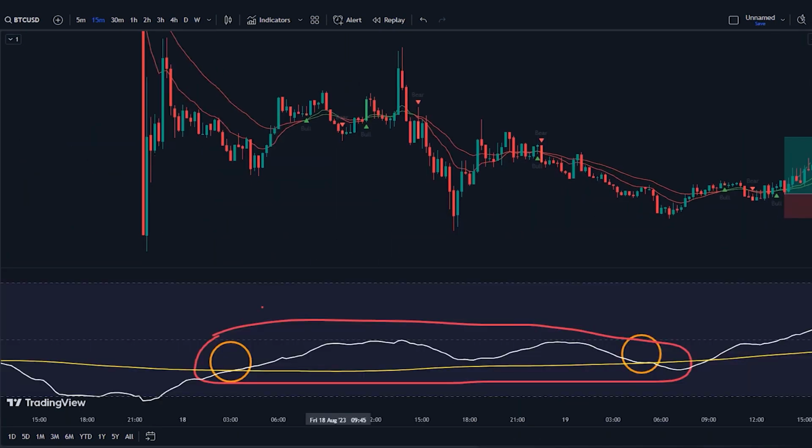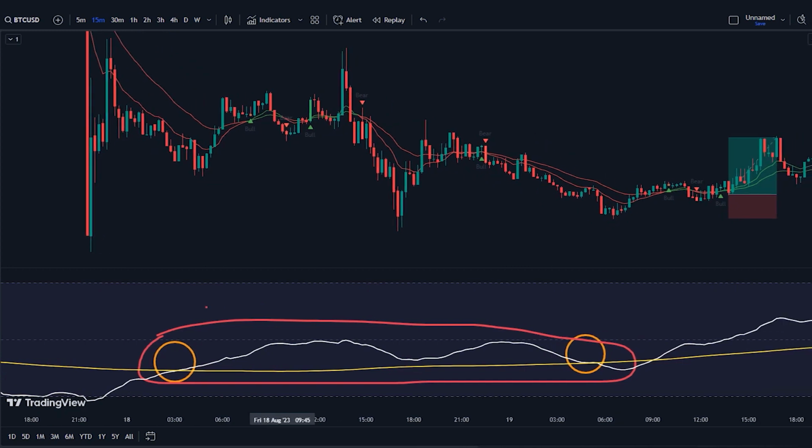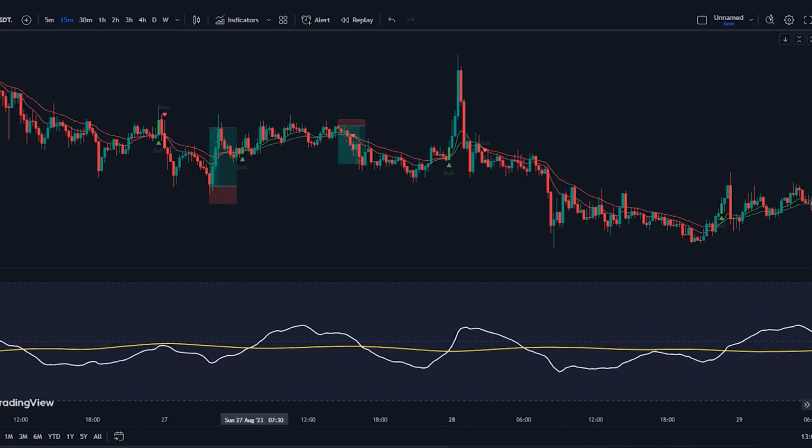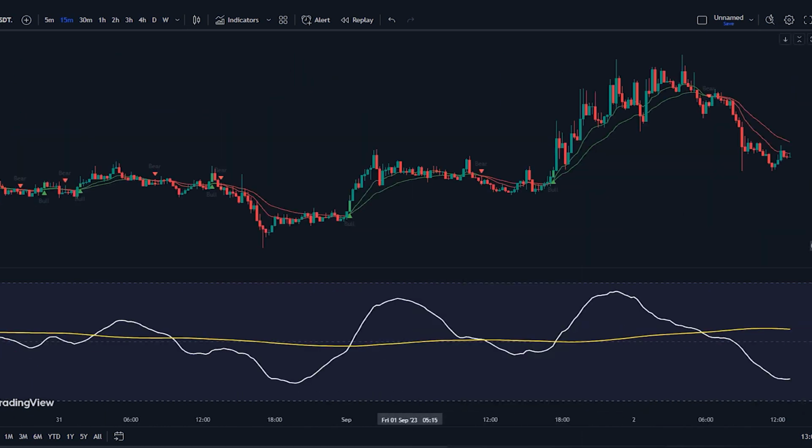Now let me teach you how to add this advanced RSI to your chart. As mentioned, this indicator doesn't exist on TradingView, and we have made this ourselves exclusively.